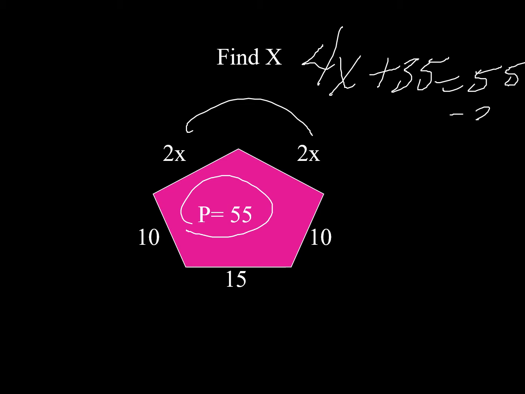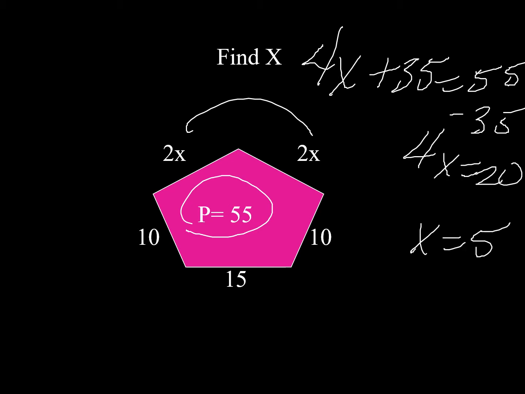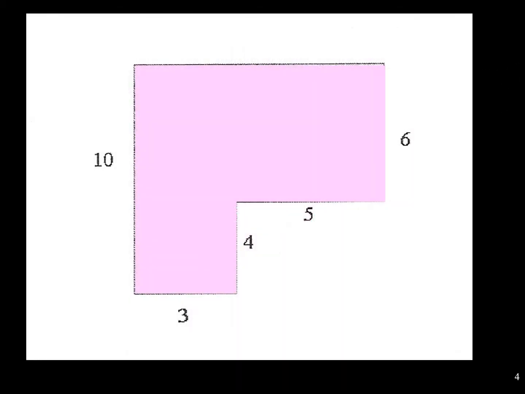Work it out. And 4x equals 20, so the x is 5. That would make each of those pieces 10 as well, if you plug it back in. So easy, easy.